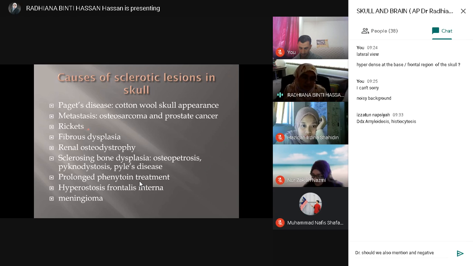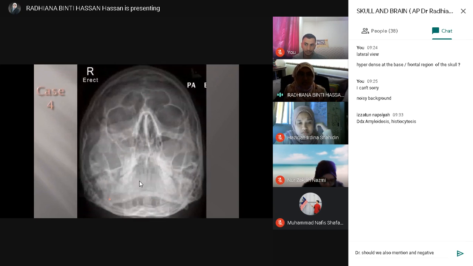Fibrous dysplasia, rickets, not well seen now. Renal osteodystrophy, sclerosing bone dysplasia. This one I gave before, hyperostosis frontalis interna, and prolonged phenytoin treatment also. That's why getting your clinical history is very important. And certain types of tumors can have sclerotic changes.